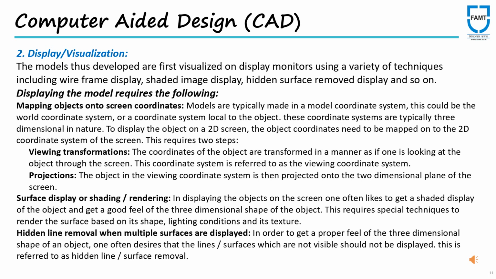And then comes hidden line removal when multiple surfaces are displayed. So we are going to see what hidden line removal is in detail. There are various algorithms which decide, in case of 3D models, which lines and which surfaces are to be displayed first and which surfaces are to be obscured or kept behind. That is decided by various algorithms.